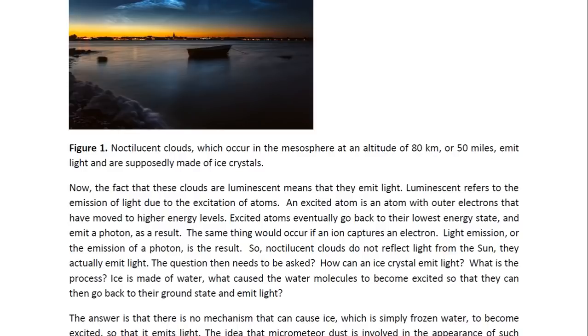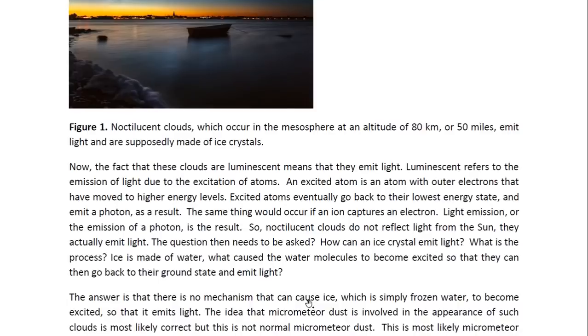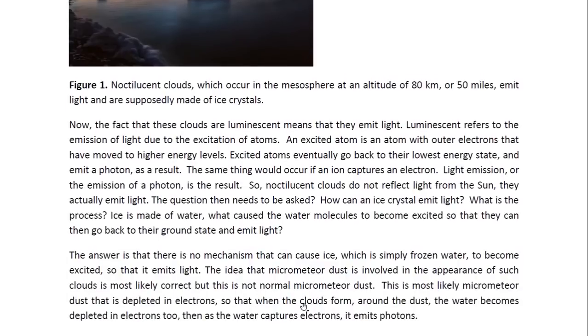So noctilucent clouds do not reflect light from the sun. They actually emit light. The question then needs to be asked, how can an ice crystal emit light? What is the process? Ice is made of water. What caused the water molecules to become excited so that they can then go back to their ground state and emit light? The answer is that there is no mechanism that can cause ice, which is simply frozen water, to become excited so that it emits light.